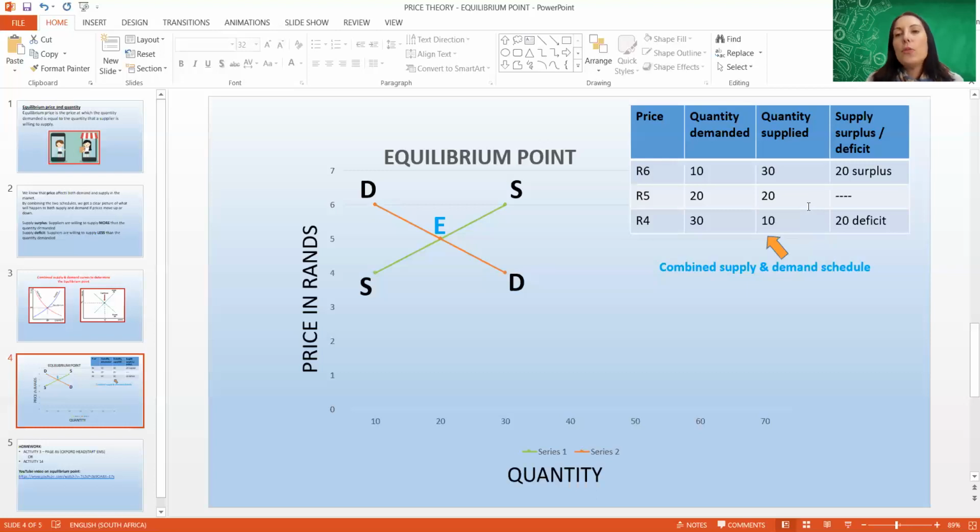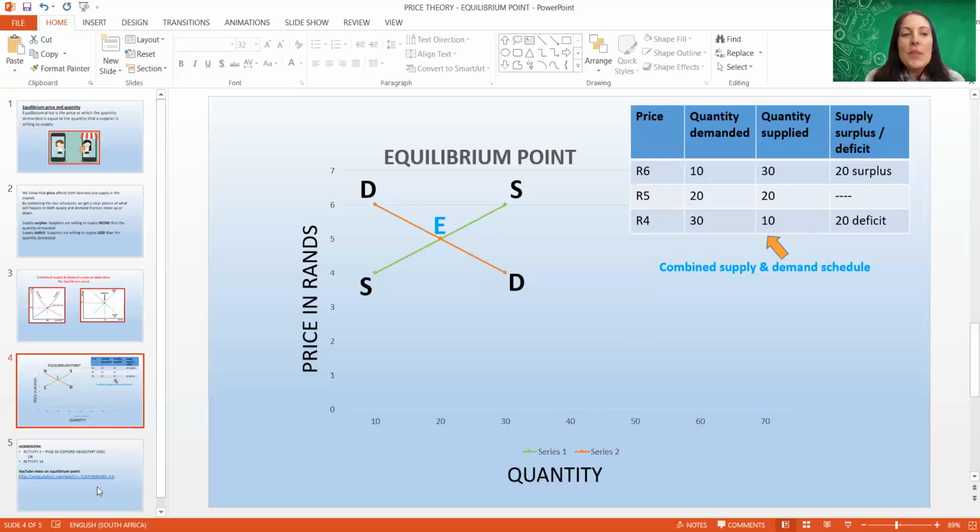So yes, you'll have to be able to read it also off the schedule or a table, but you can see it's actually very easy and straightforward if you understand the principle of the demand schedule and the demand graph and the supply graph. Then this is very easy. Okay, and that's all there is to the equilibrium point.